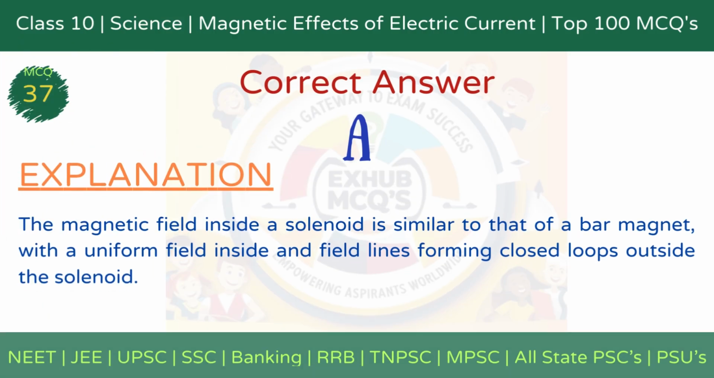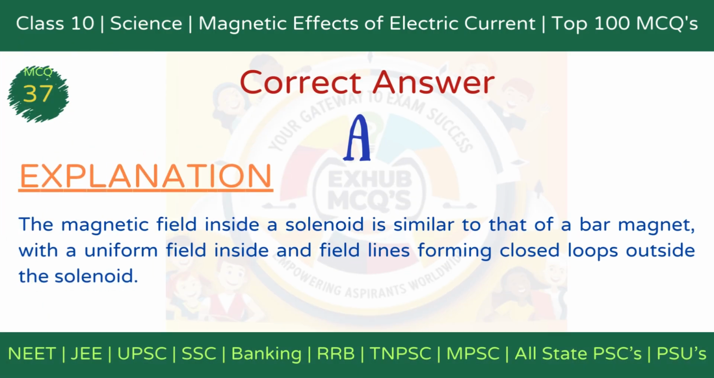The correct answer is option A, magnetic field of a bar magnet. Explanation: the magnetic field inside a solenoid is similar to that of a bar magnet, with a uniform field inside and field lines forming closed loops outside the solenoid.